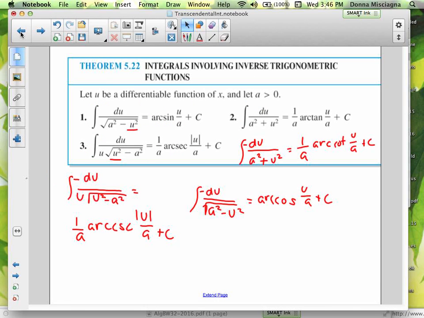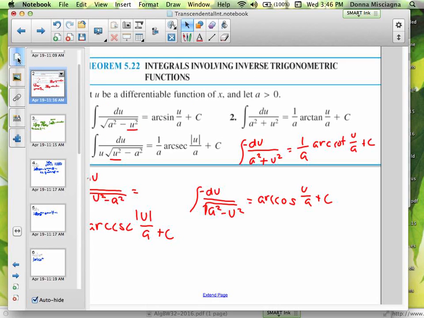Right, so for arctan, it's going to be 1 over the constant term, and then our variable over our constant. Let's just scroll to the page I need.